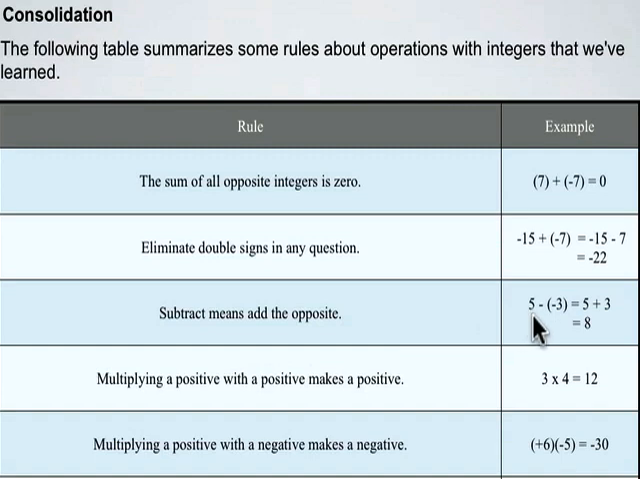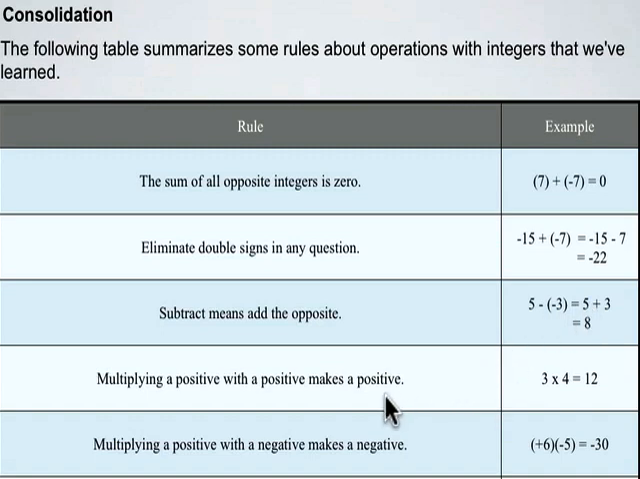When you're working with integers, subtract means add the opposite. So if I have 5 subtract negative 3, subtract means add, so this subtract becomes add, and the opposite of negative 3 is positive 3. So that's the same as just 5 plus 3 to give us 8. And another thing is, oh, there's a double sign. If we were to eliminate that double sign and say take away a negative is a positive, that would be another way to consider the question.